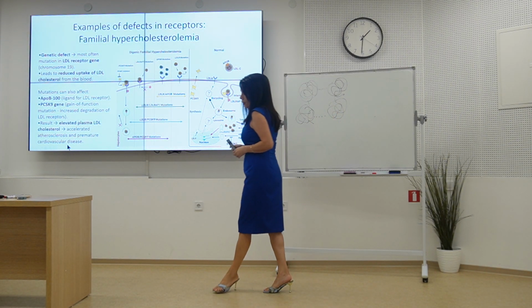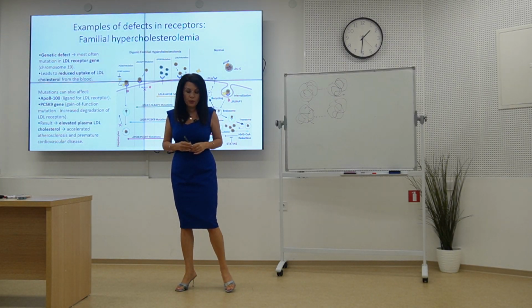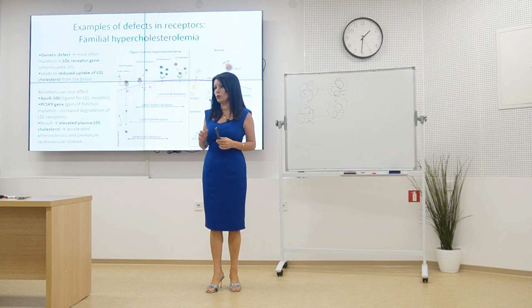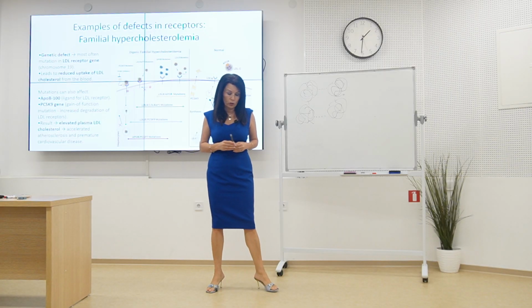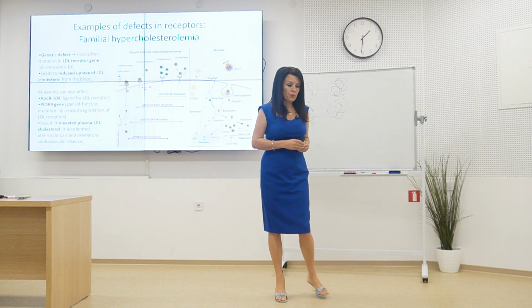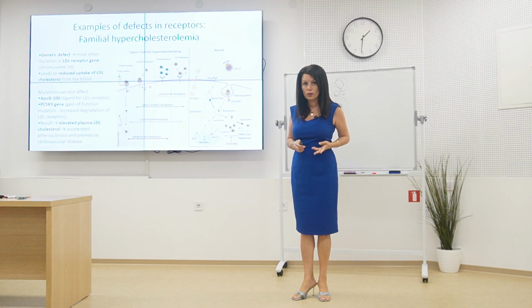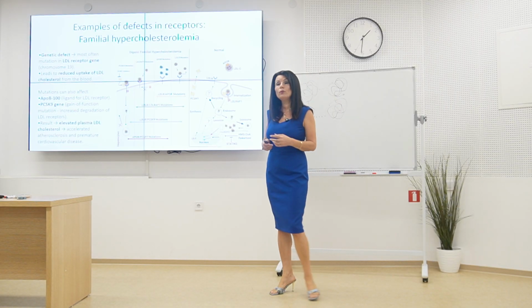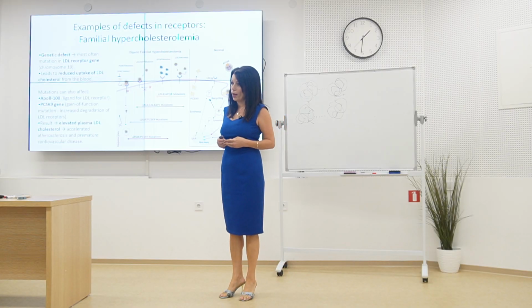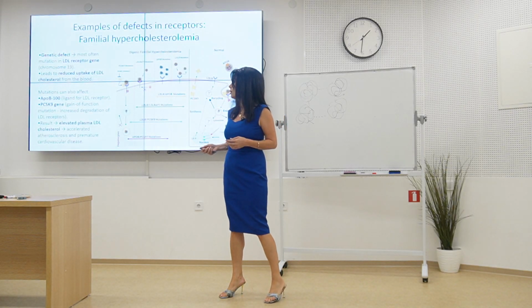Actually, students, this disease can be homozygote or heterozygote. In the homozygote disorder, the disease starts early in the childhood, and in the children there is formation of atherosclerotic plaques early in their life.